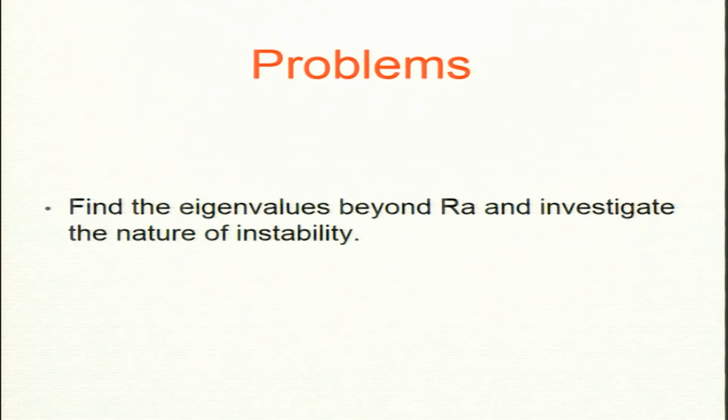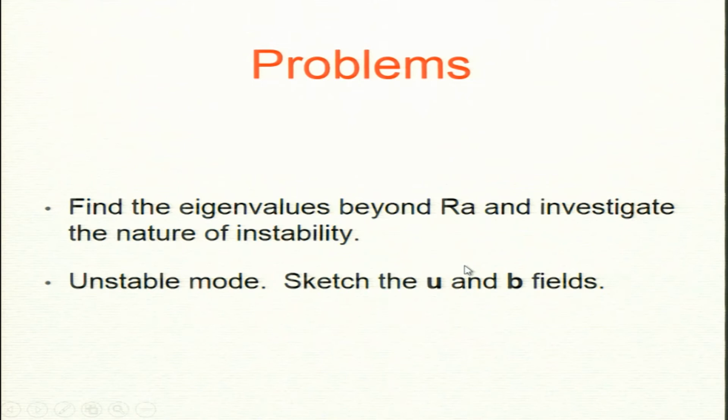The problem would be to find the eigenvalues beyond Rayleigh critical. Just go from Rayleigh critical slightly above, and see whether they are complex or real, and how they behave. So, this is what I want you to do: for an unstable mode, sketch how U and B look.